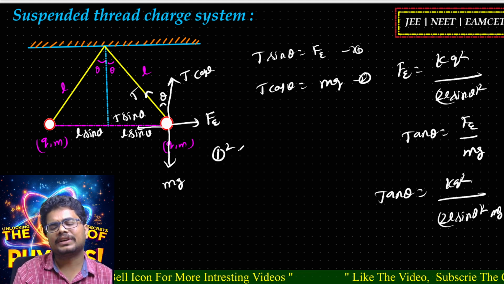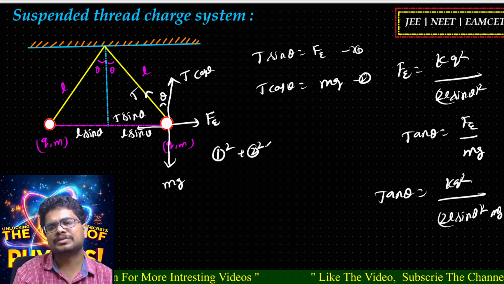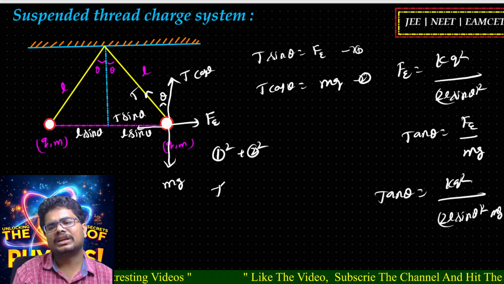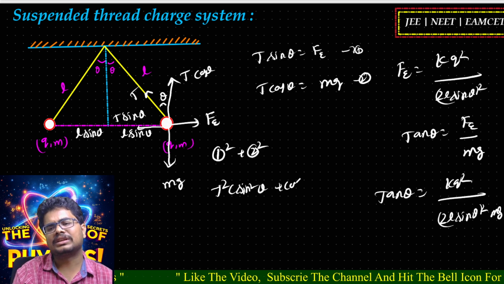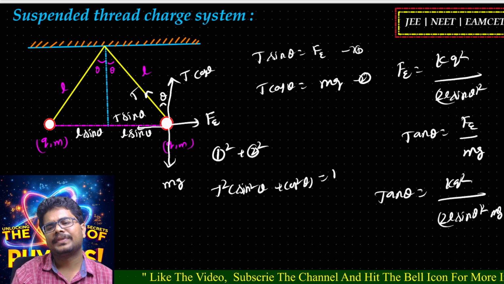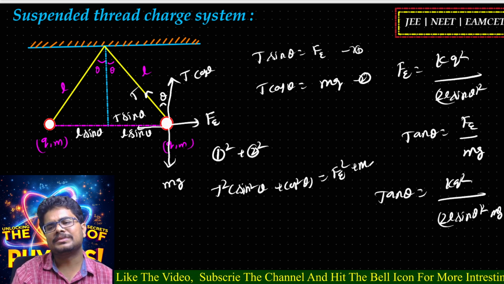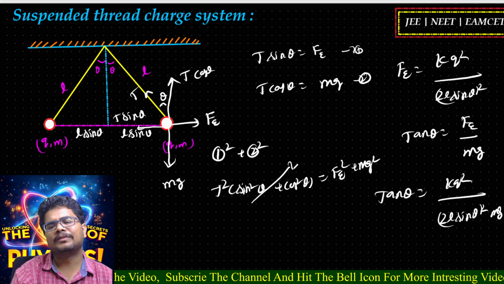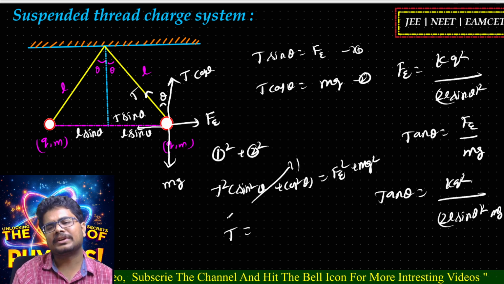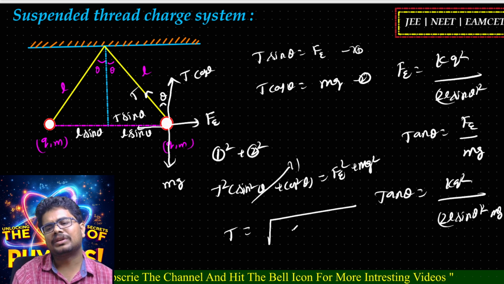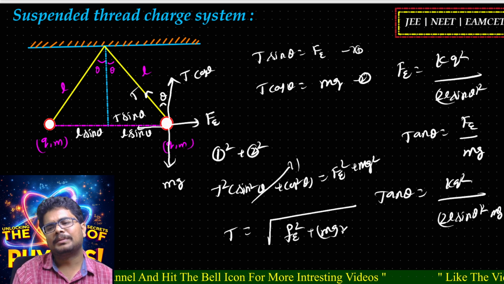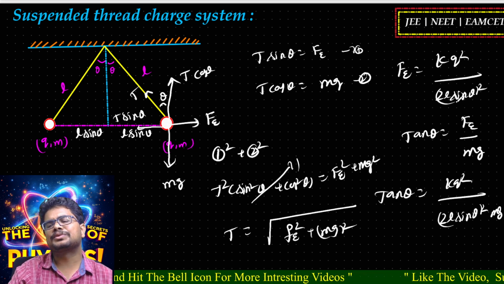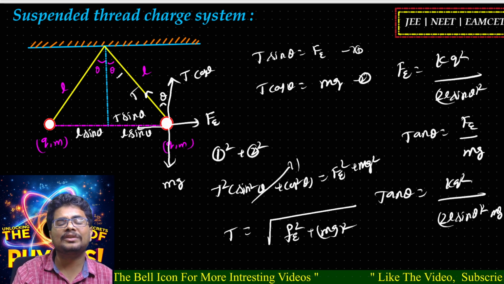To find the tension, take equation 1 square plus equation 2 square. So T square sin square theta plus T square cos square theta. Take T square common: sin square theta plus cos square theta is equal to Fe square plus mg whole square. You know that sin square theta plus cos square theta will be 1. So tension equals the square root of Fe square plus mg whole square. In this case, Fe is KQ square by 2L sin theta whole square. The theta value they will give in the question.